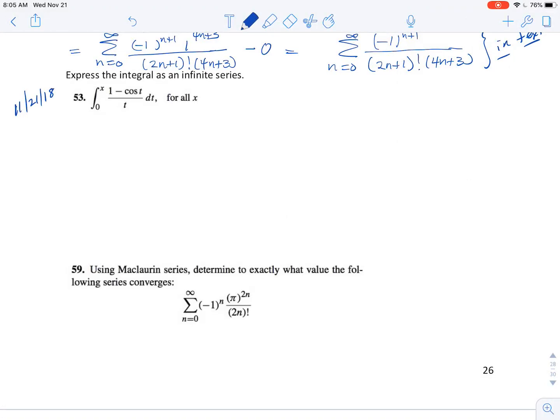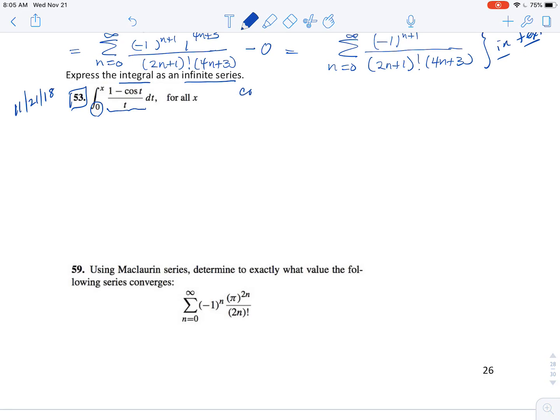All right, so what we're going to do is the last three problems from the notes. We're looking at an example from the book, number 53: the integral from 0 to x of (1 minus cosine t) over t dt for all x. We want to express this integral as an infinite series. Notice one interesting thing: this function doesn't even exist at 0. That is, 0 is a discontinuity of that function, so that should look kind of weird.